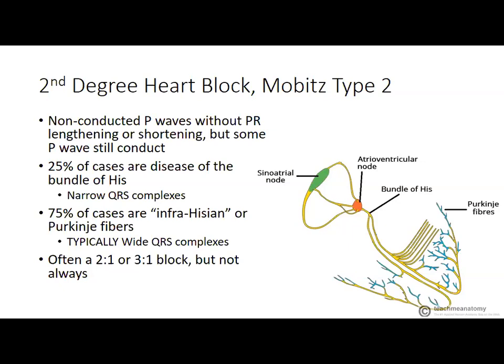25% of secondary heart block do occur at the bundle of His, which is right after your AV node. So that will still give you a narrow QRS complex right here. But as you start to get through here, for the most part, you'll start to widen out your QRS. The fact that it's infrahisian disease, it's distal disease in Mobitz type 2, predisposes you to complete heart block and is a reason to get a pacemaker regardless of symptoms, because of your risk of progression to complete heart block.